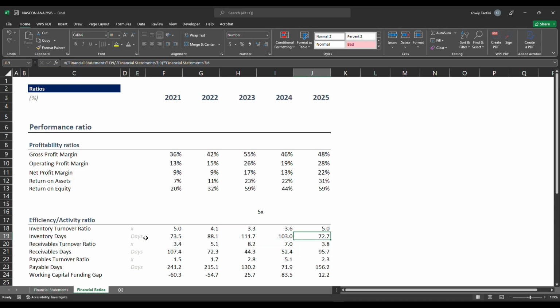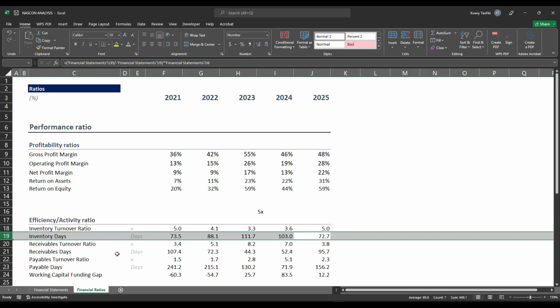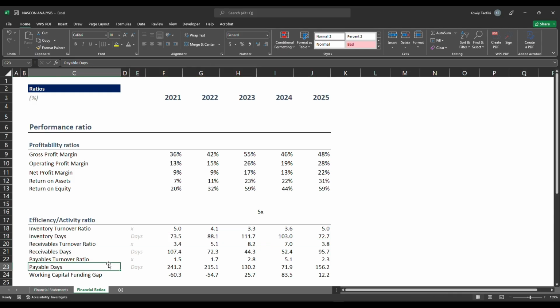So there is an improvement in the inventory days ratio that was calculated. So move down to our payable days. So we are from 241 days, good thing. So we can actually see a good thing here. So the business can actually invest some of the money.